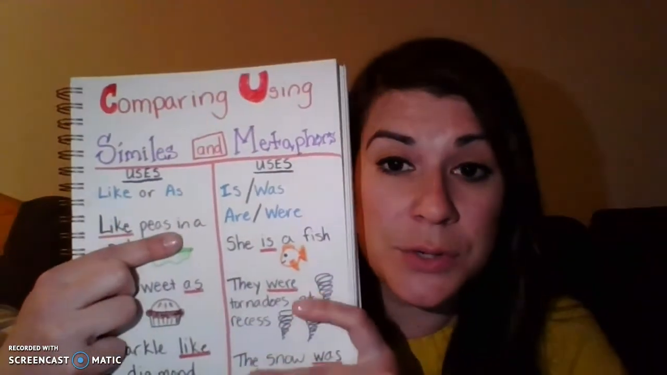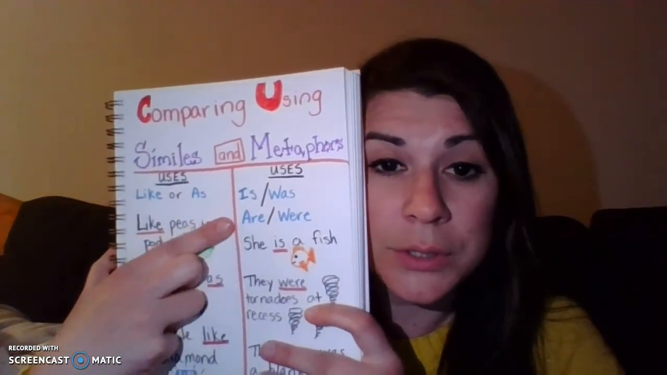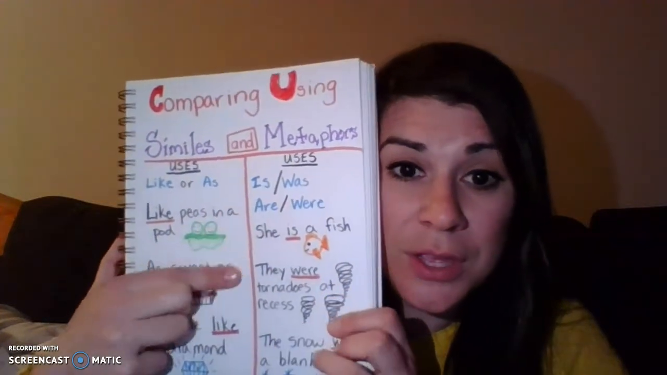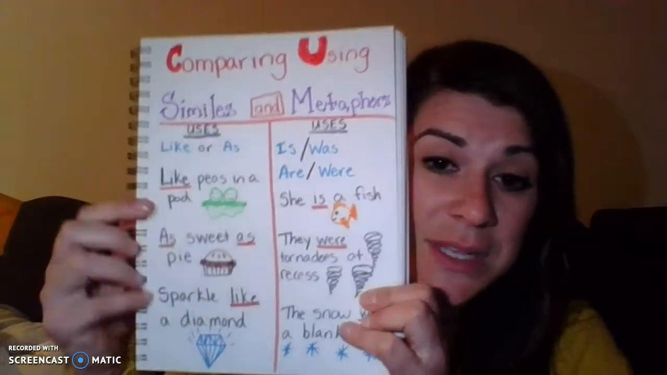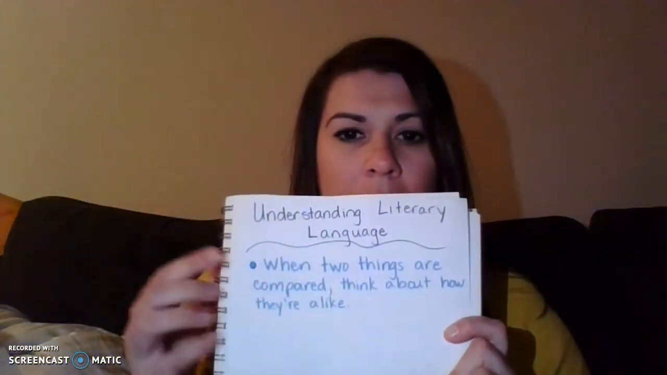Now a metaphor is going to use one of these four words, either is, was, are, or were. She is a fish. They were tornadoes at recess. The snow was a blanket. So when we use comparative language, we're really using objects and maybe people or animals or emotions and putting them together that we normally wouldn't put together, but we want to think about how they go together. How are they alike? And that goes back to our anchor chart today. And when two things are compared, we want to think about how they're alike.